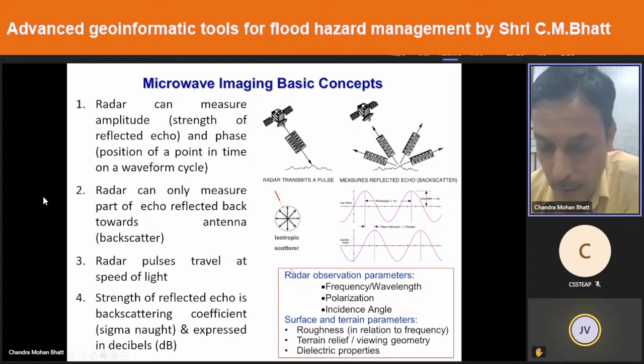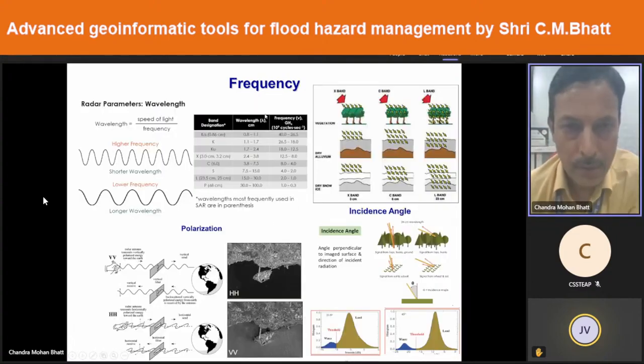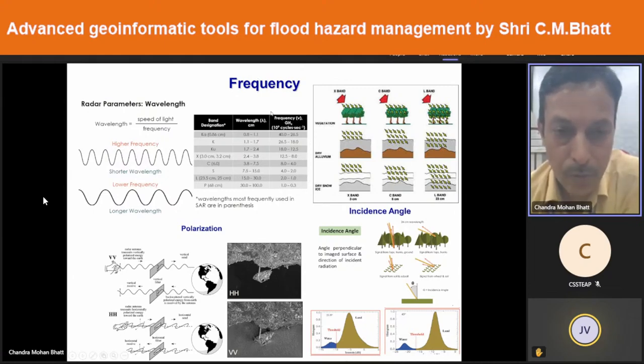So in microwave, the radar observation parameters depend upon the frequency or the wavelength, polarization, incidence angle, and all these are the parameters which are inherent to the mission or the satellite which is planned, and also to the ground parameters like roughness, terrain relief, or dielectric properties. So one is the frequency, which is very important once we are going for microwave imaging: in which frequency or wavelength the data is getting acquired.